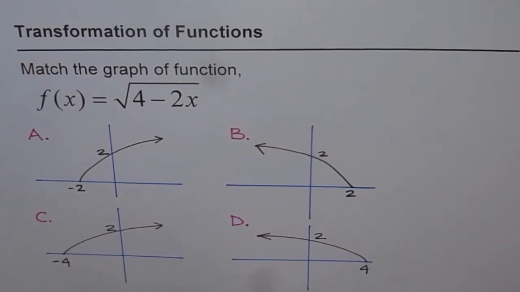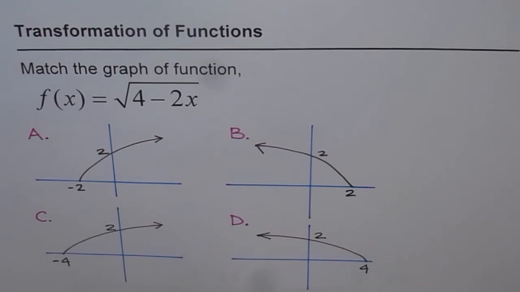Here is a multiple choice question on transformation of functions. Match the graph of the function f of x equals the square root of 4 minus 2x. I'll request you to pause the video, copy the question, solve it, make a selection, and then look into my suggestion.